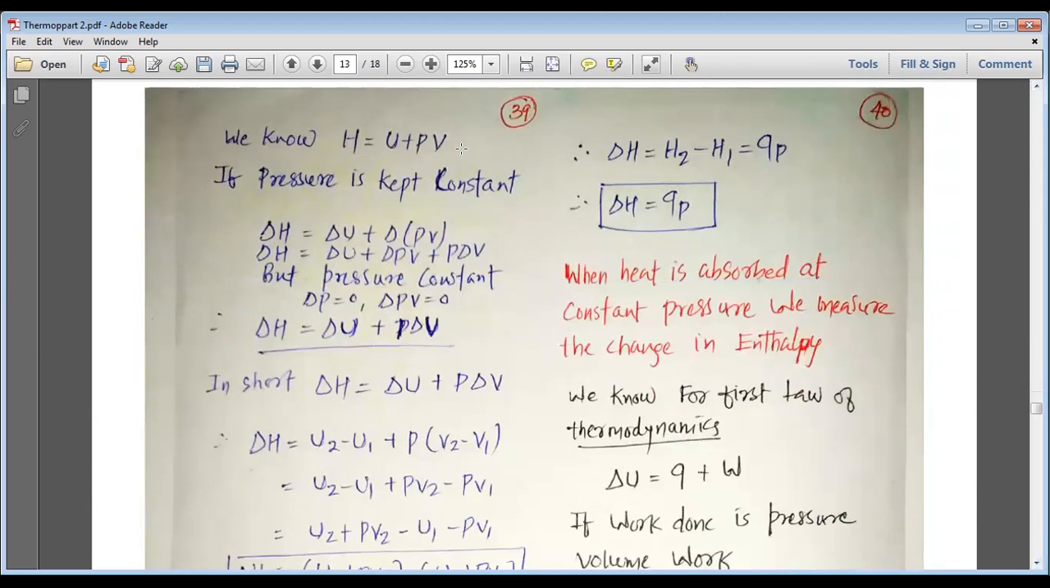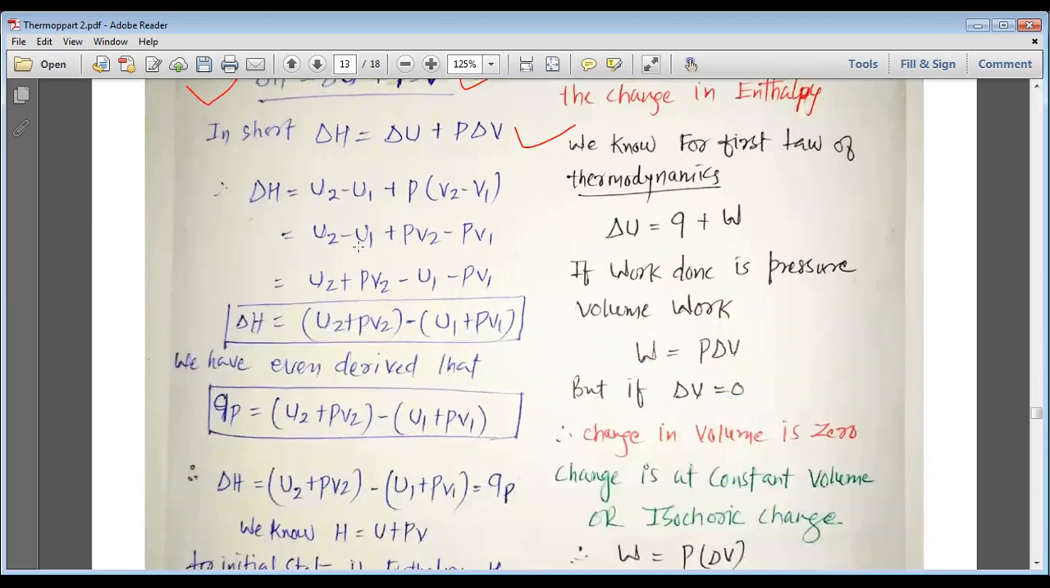And we know that H is equal to U plus PV, and thus by writing the change, delta H is equal to delta U plus delta PV. Delta PV means delta P into V or P into delta V. But delta P is zero because we have kept the pressure constant, and that is why delta P into V is also equal to zero. And finally, we have delta H is equal to delta U plus P delta V.